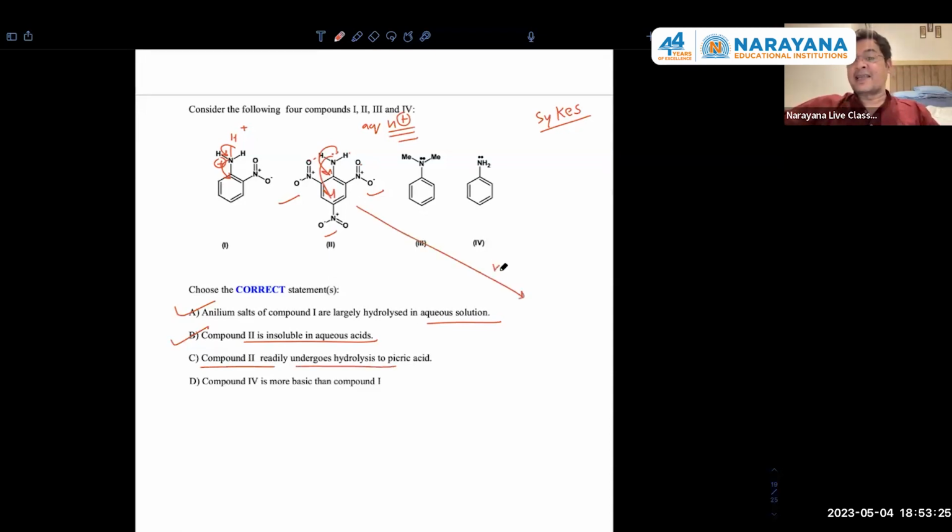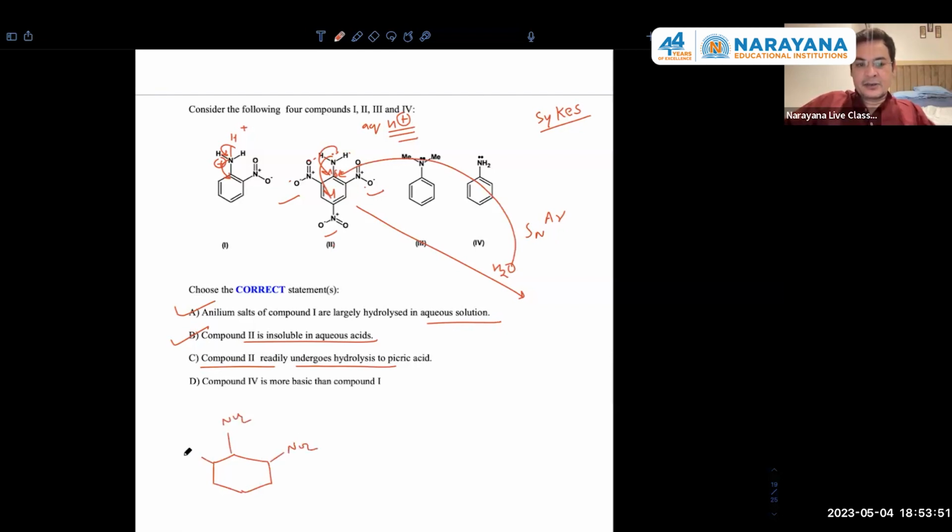Compound second readily undergoes hydrolysis. Simple SNAr reaction. Three withdrawing groups create electrophilicity. You know the SNAr. In SNAr, the withdrawing and leaving group should be on the ortho or para position. So here the three withdrawing groups and NH2 leaving group are on the ortho and para positions. So they will create electrophilicity here. Water can easily attack. Right? If you know the SNAr condition.